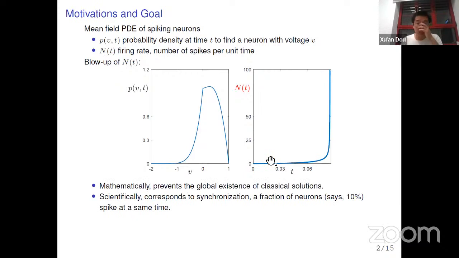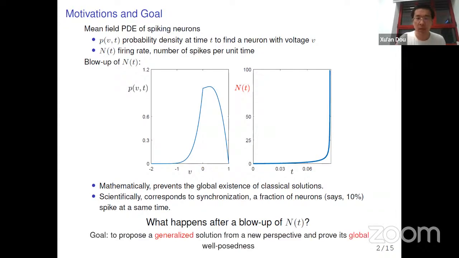Mathematically, this means you cannot have a global classical solution, because the classical solution stops when the firing rate blows up. And this is not just a mathematical issue, because the blow up of the firing rate corresponds to the synchronization of a neural network, which in this context means a fraction of neurons spike at the very same time. So if we want to describe the synchronization in this mean field model, we need to answer this question: what happens after a blow up of the firing rate? To answer this question, in this work, we propose a generalized solution from a new perspective and prove its global well-posedness.